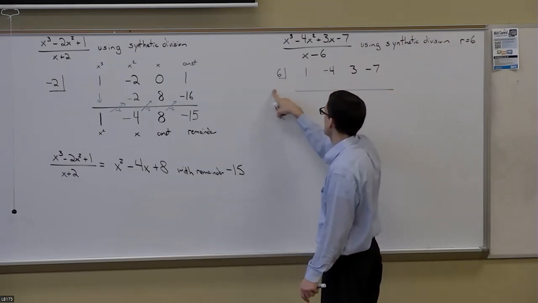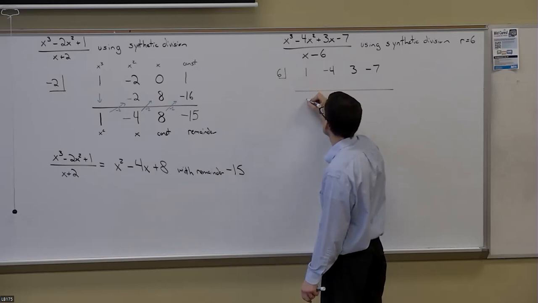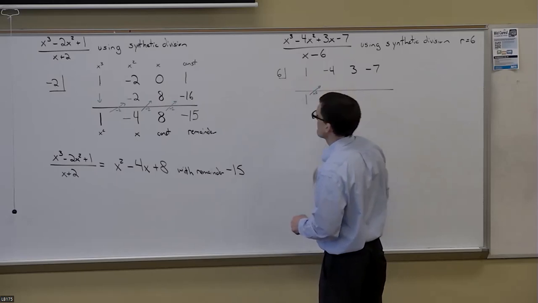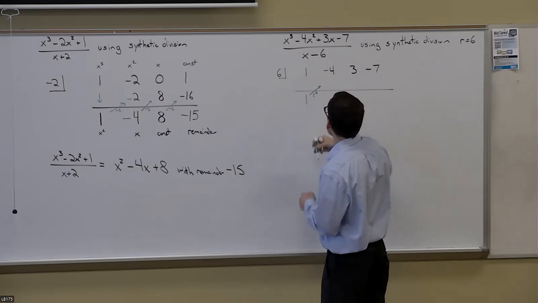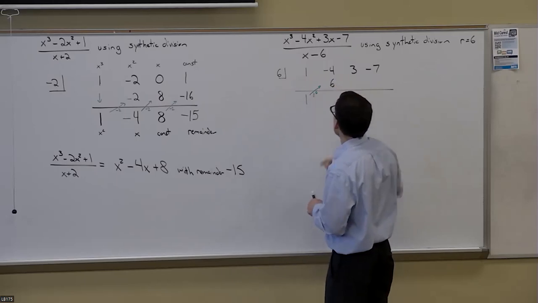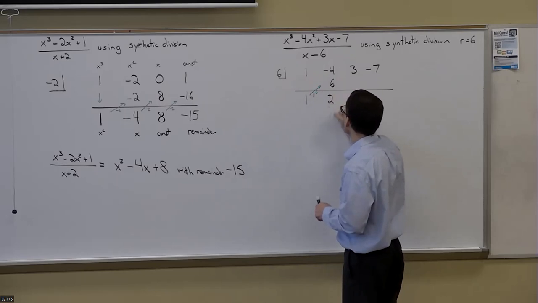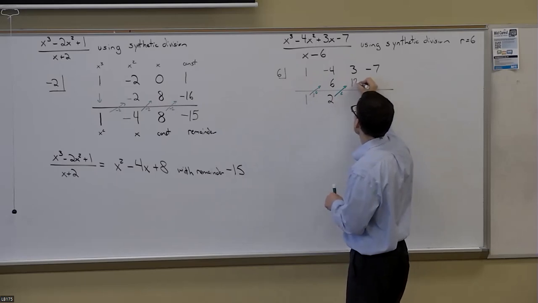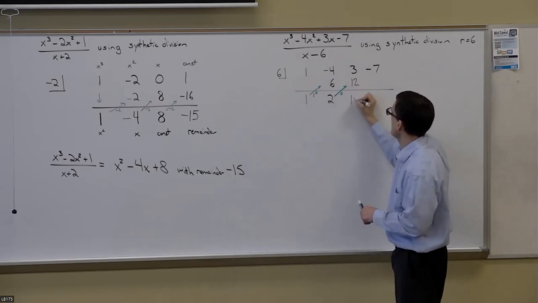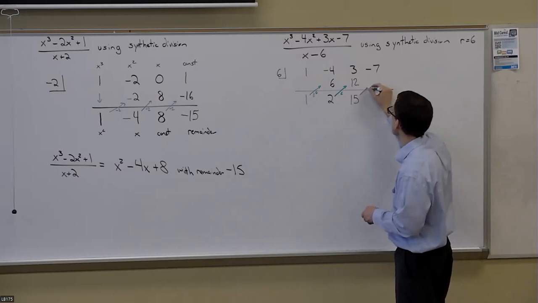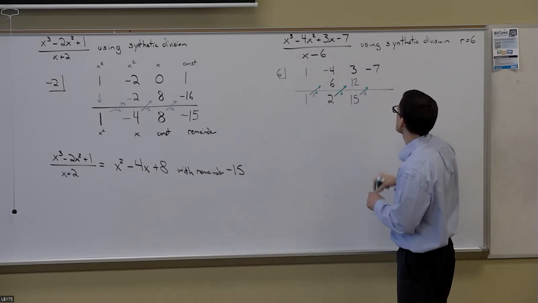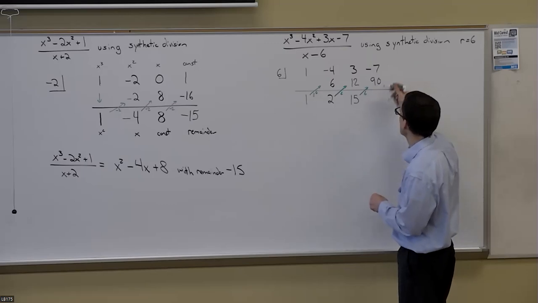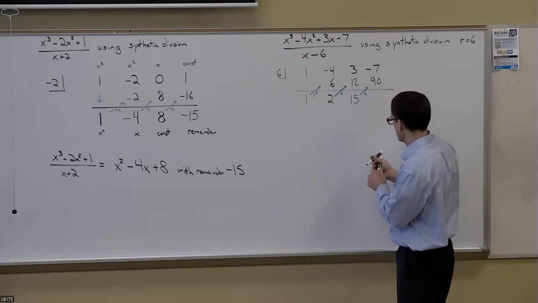So now I'm ready to work this. 1 drops down, becomes a 1. I multiply times 6. 1 times 6 is a 6. Add those two up, I get a 2. 2 times 6 is a 12. Add those two up, I get 15. 15 times 6 is, I believe, 90. Add those two up, we get 83.